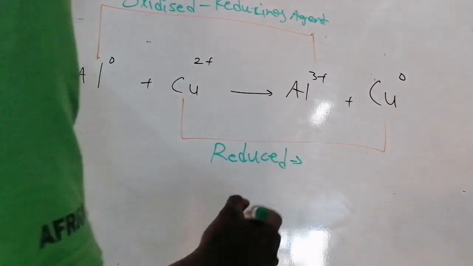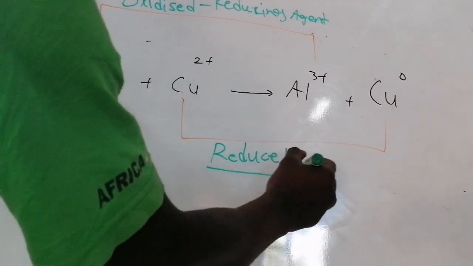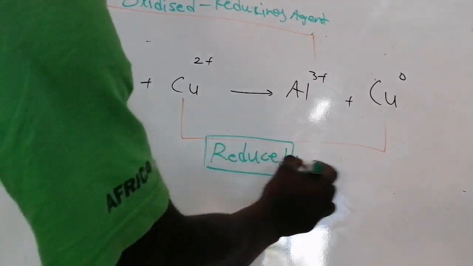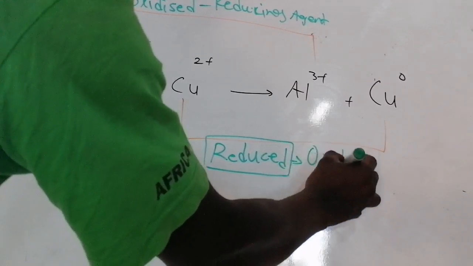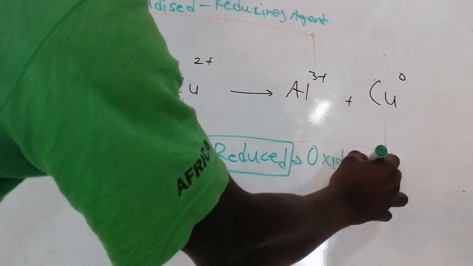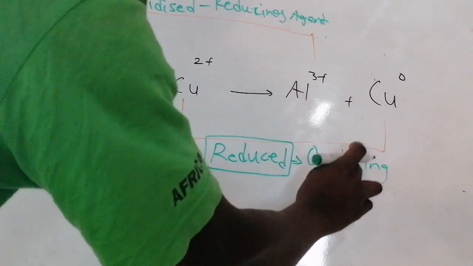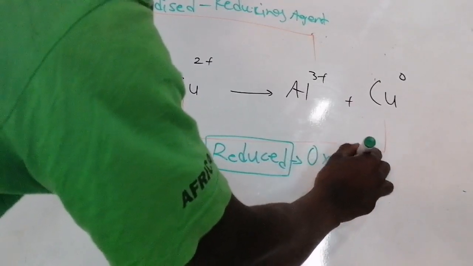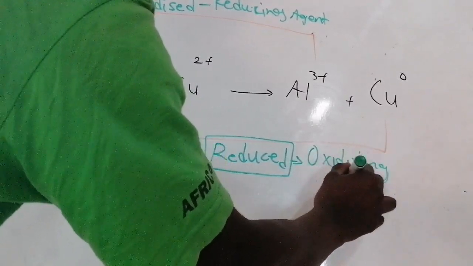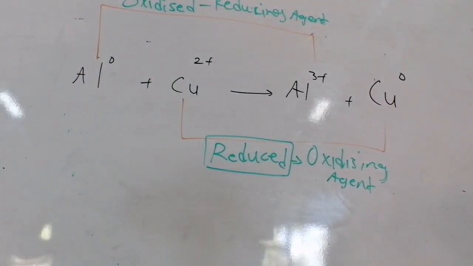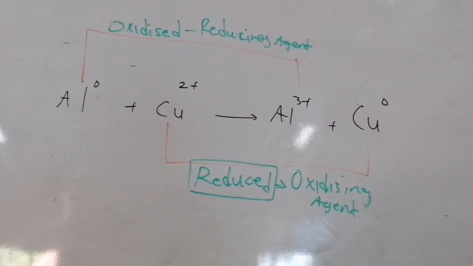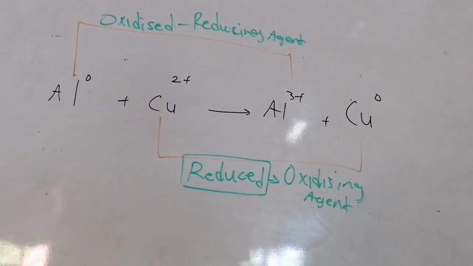Then we know that reduced is when we are talking about what? The oxidizing agent. So this is how we are doing it. This is how we are doing it. I hope we are all following.